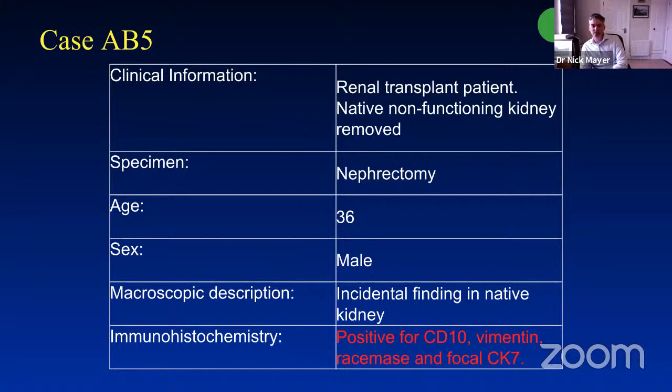This case caused a bit of consternation and pages of comments. It was a nephrectomy from a transplant patient. So it was the native kidney from a transplant patient. We're not told why exactly it was taken out. And this was an incidental finding. And we were given some immuno, positive for CD10, vimentin, racemase, and very focally positive for CK7.